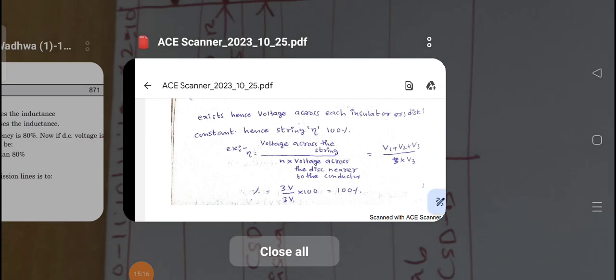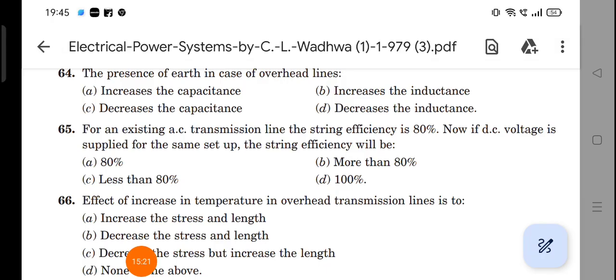Then if DC voltage is given, blindly remember the string efficiency will be 100%.